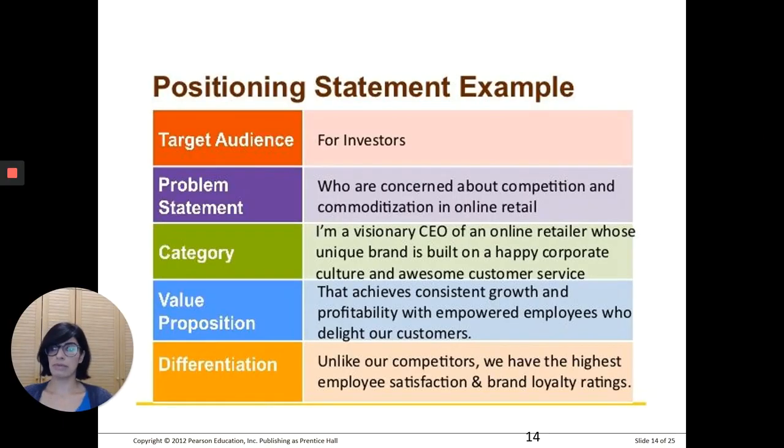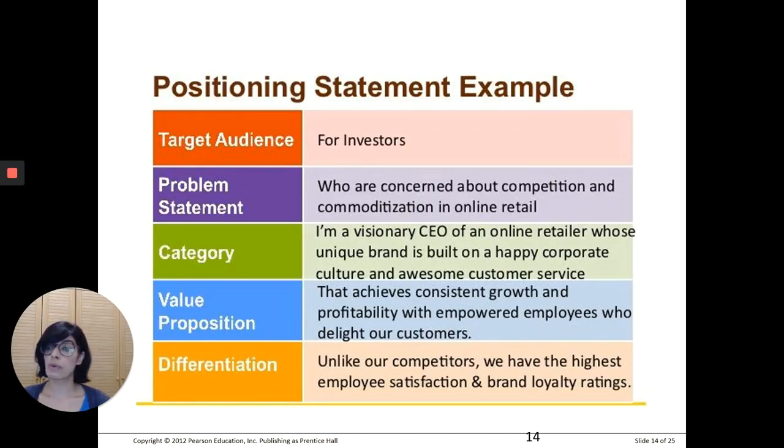So let's have a look at an example. The target audience will be the investors, okay? The problem statement is they are concerned about competition and commoditization in online retail. So your investors are concerned about that. The category is, I'm a visionary CEO of an online retailer whose unique brand is built on a happy corporate culture and great customer service. The value proposition is that it achieves consistent growth and profitability with empowered employees that delight our customers. And the differentiation is, unlike our competitors, we have the highest employee satisfaction and brand loyalty ratings.